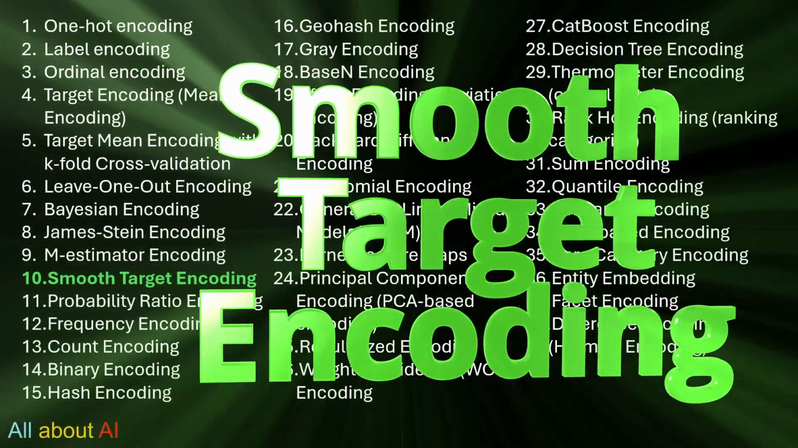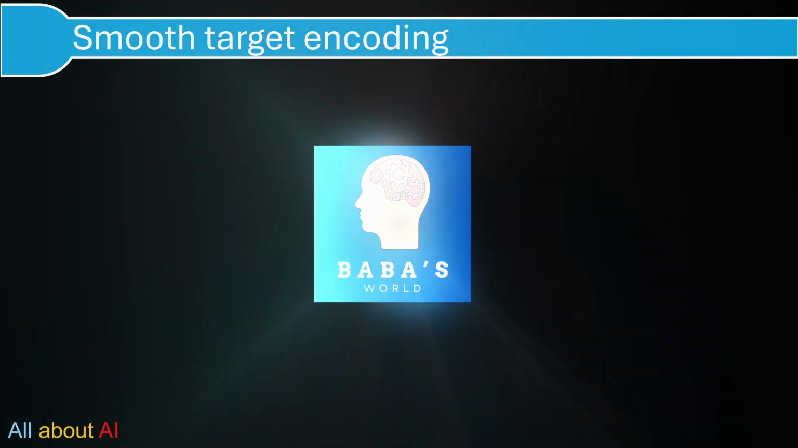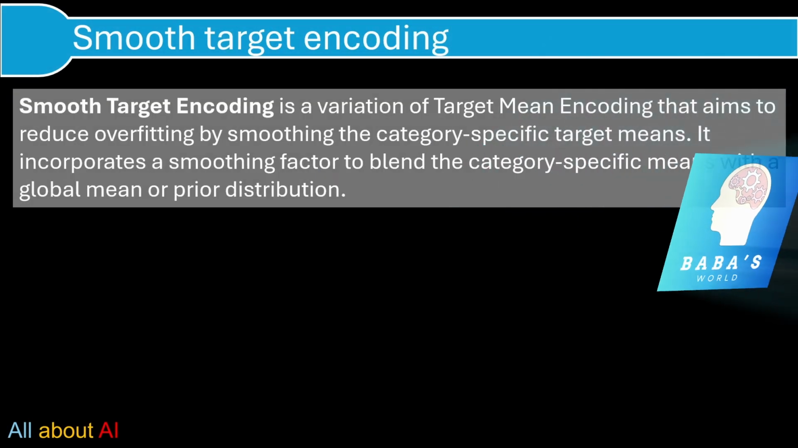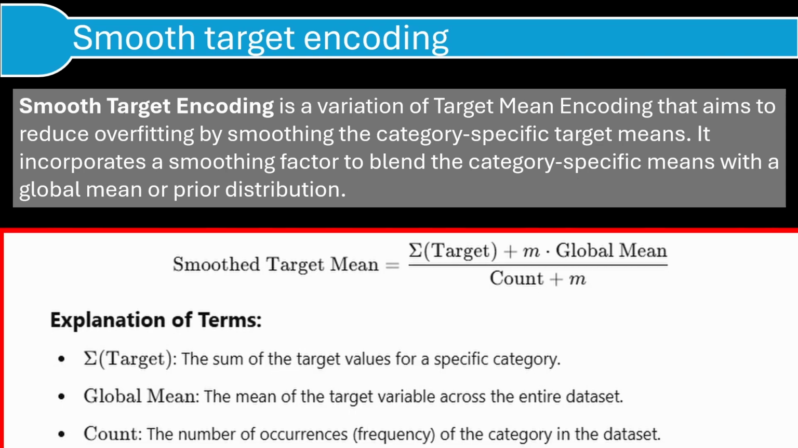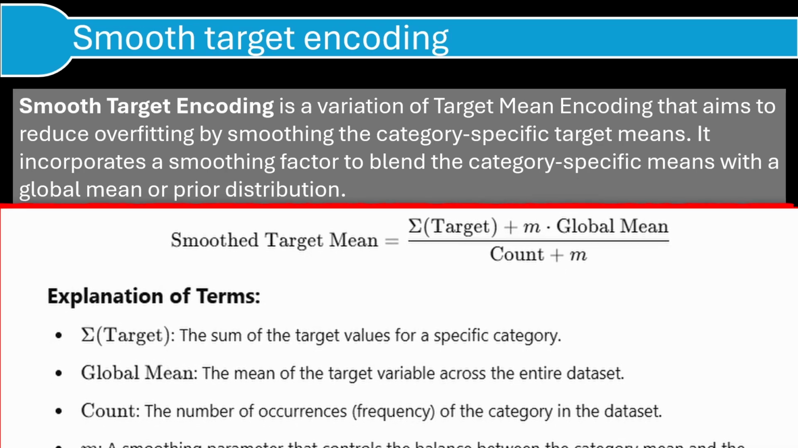Smooth target encoding. Smooth target encoding is a powerful technique for handling categorical variables in machine learning models. It involves encoding categorical features with their corresponding target variable's mean value. However, to mitigate overfitting and improve generalization, a smoothing technique is applied to balance the influence of the category-specific mean with the global mean. Here's the formula we use for smooth target encoding.